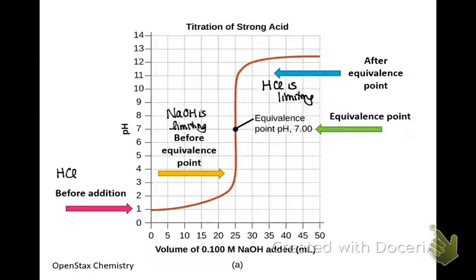And so that means that at the equivalence point, a really important point in a titration curve, the amount of NaOH added equals the HCl that we had initially. Or in other words, there's no limiting reactant. They're in their stoichiometric equivalence.